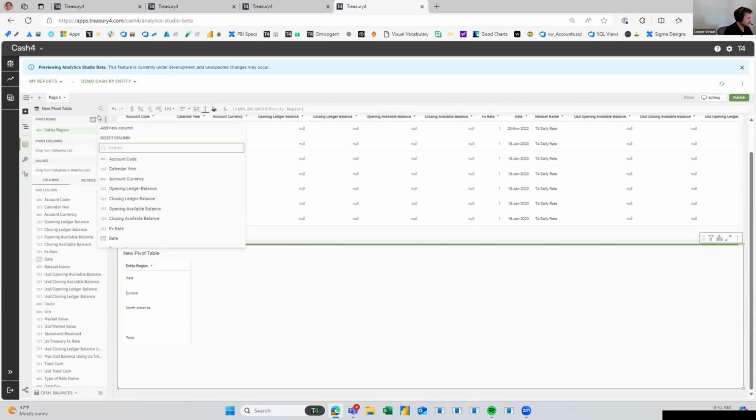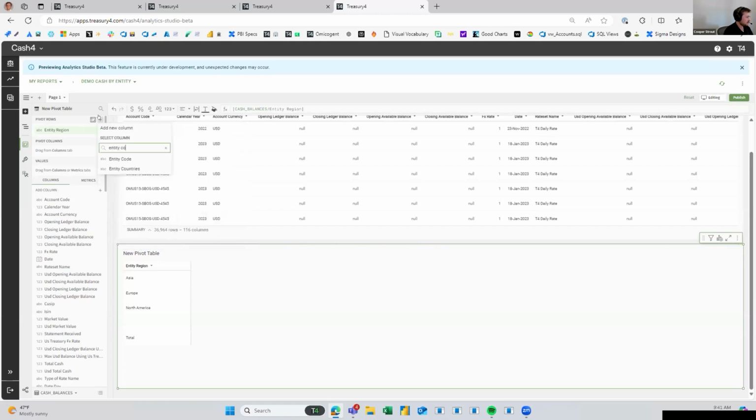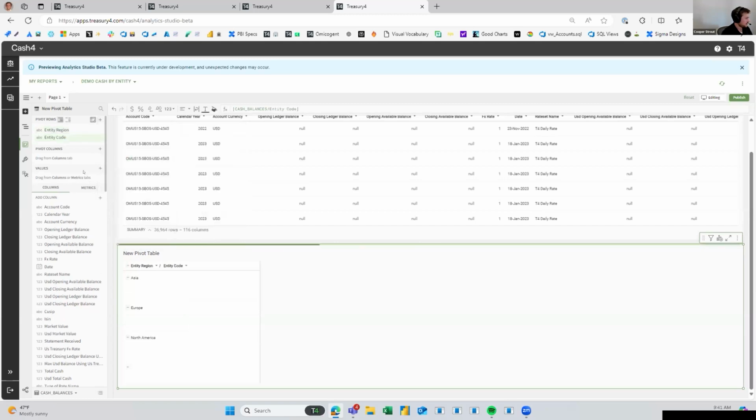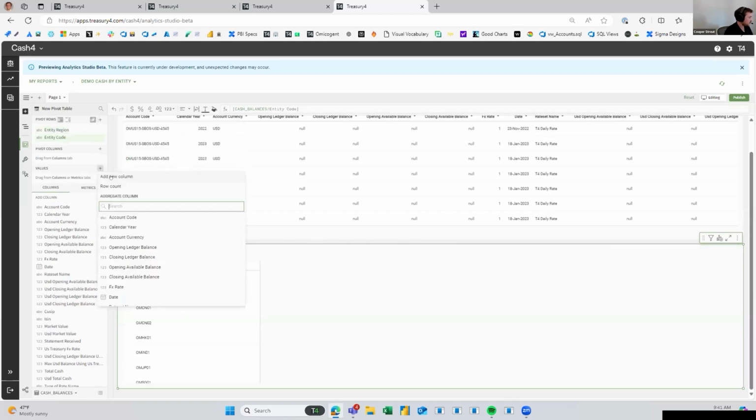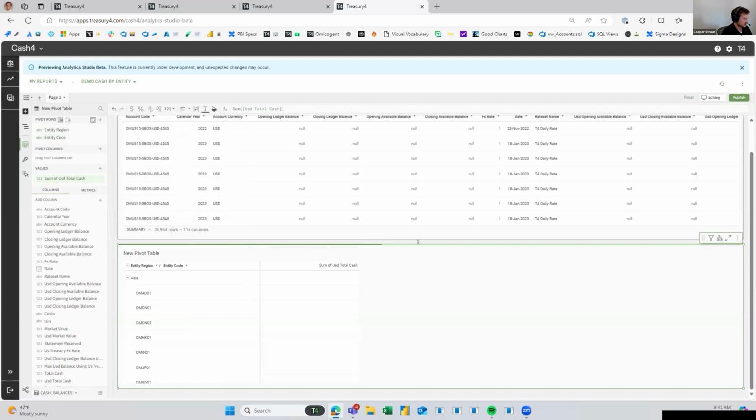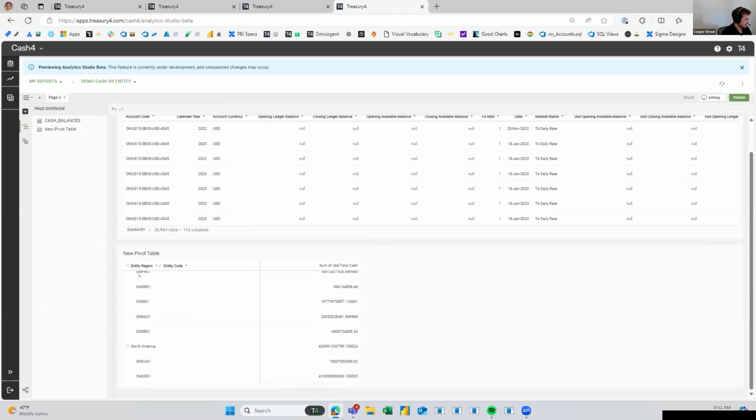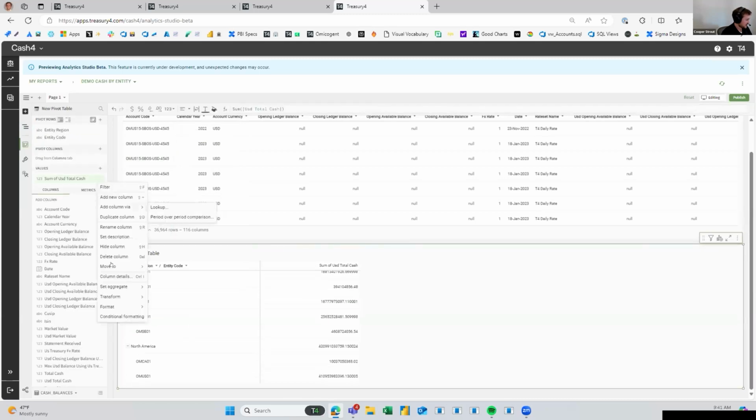And I'm going to create another one called code. And then here on the values, I'm going to create another called USD total cash here. So then I'm going to format this all in app. Don't have to export it to Excel to do any of this.